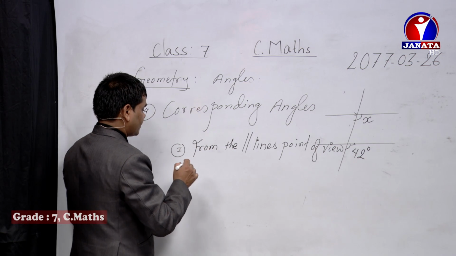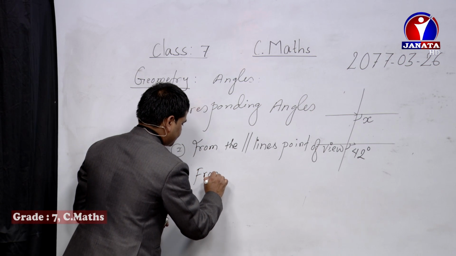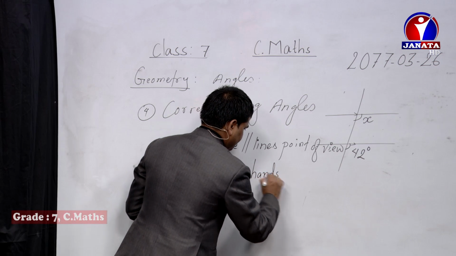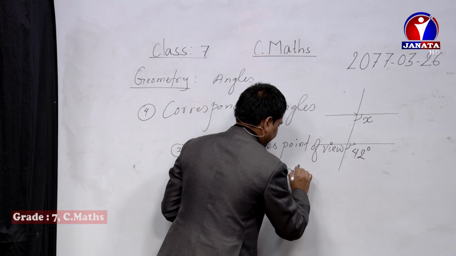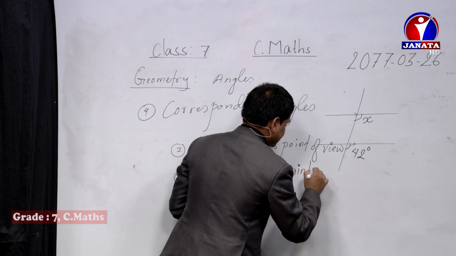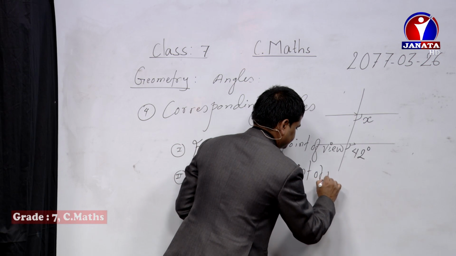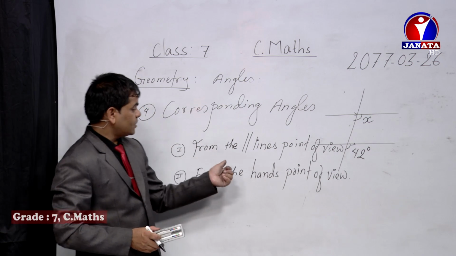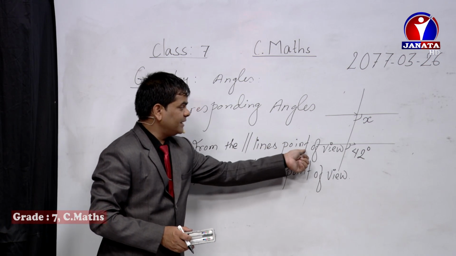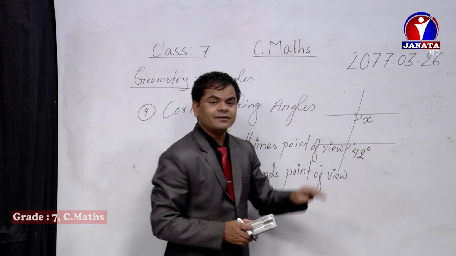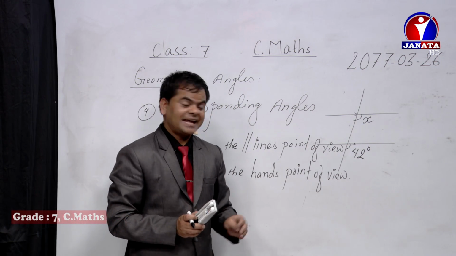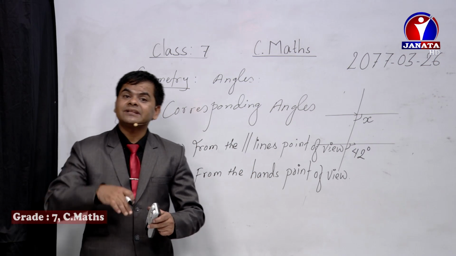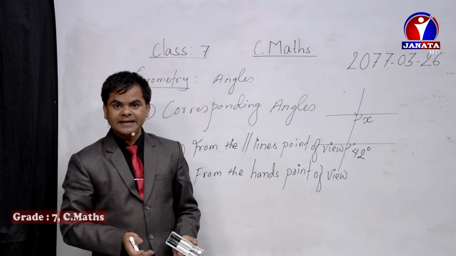And another one is from the hands point of view. We need to watch out for two things. What do you mean by this? From the parallel lines point of view means looking at the parallel lines, whether they are inside or outside can be determined, isn't it? And from the hands point of view means whether they are on the left hand side or right hand side.